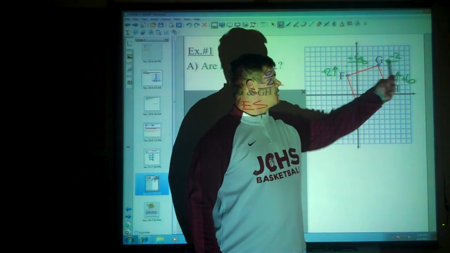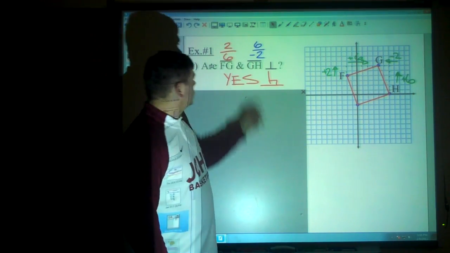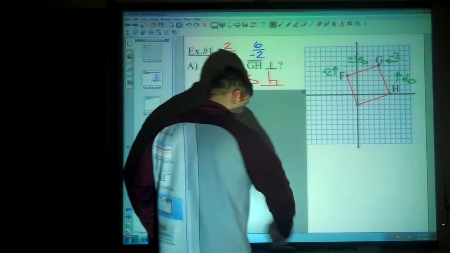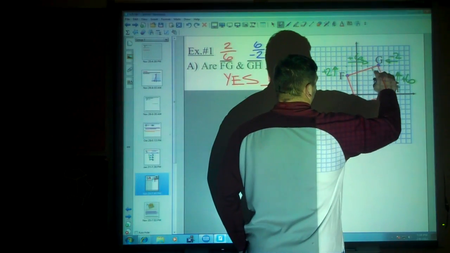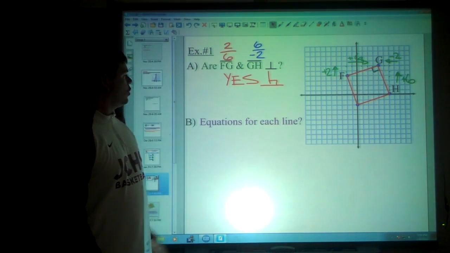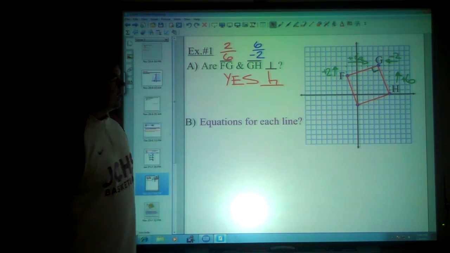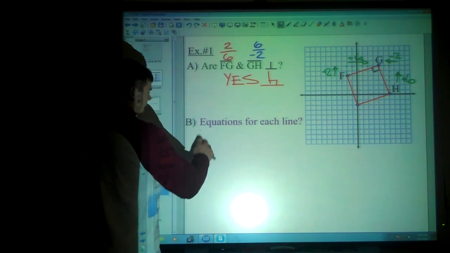This one went up 6 and left 2. This one goes up 2 and right 6. So the slopes are opposite reciprocals. So what's happening is this is actually forming a right angle. Now, in order to write equations for each of those lines, line segment FG and GH, we start off with FG.